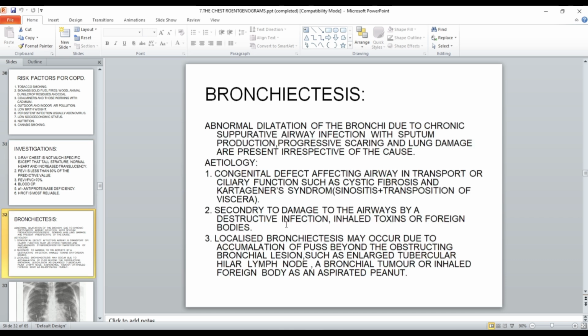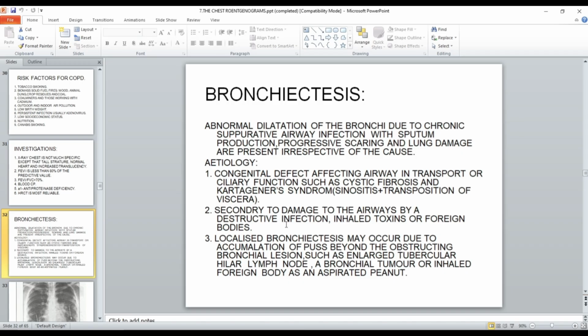Then bronchiectasis: abnormal dilatation of the bronchi due to chronic suppurative airway infection with sputum production. Progressive scarring and lung damage are present irrespective of the cause.